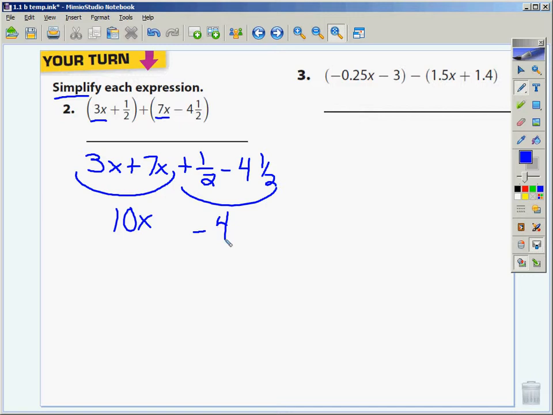If you don't know that it's a negative 4, change them to improper fractions. A positive 1/2 minus 9/2. The negative is the larger number, and I would take 9 and subtract 1 from it. So this would give me a negative 8/2, and 8 divided by 2 is 4.